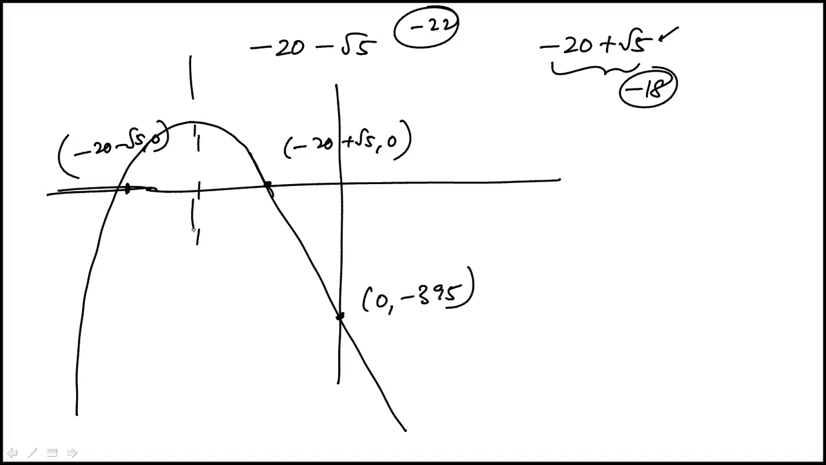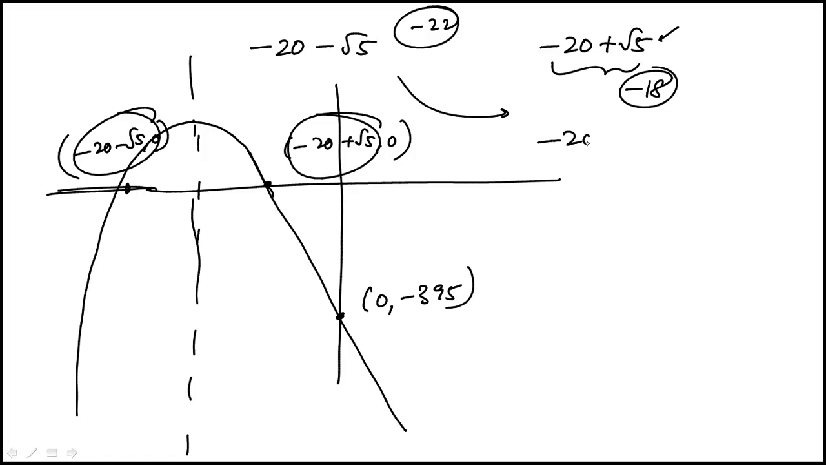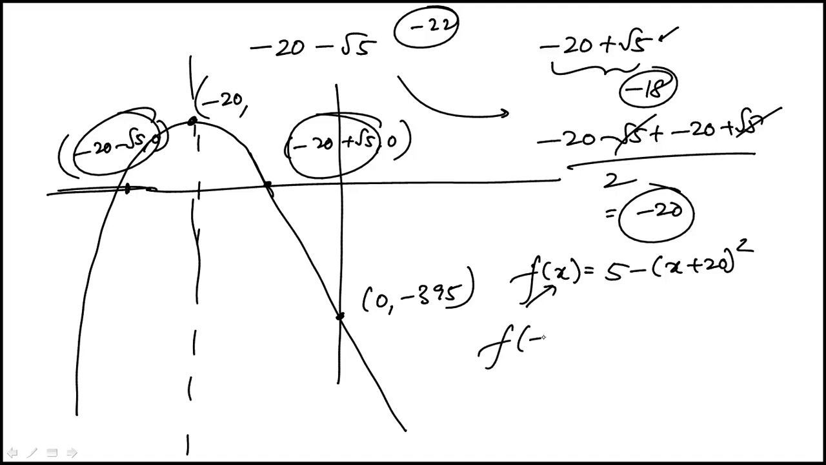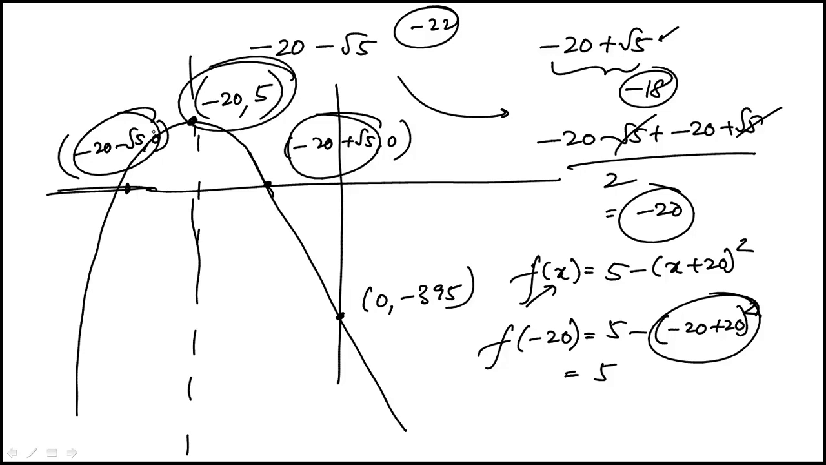Now, it's going to be symmetrical about the vertex, and the x-coordinate would just be the average of these two. The average is just their sum divided by 2. The root 5's cancel. It's minus 20. So at that point, the x-coordinate is minus 20. And to find the y-coordinate of the vertex, I look at the equation of the function, which is 5 minus (x plus 20) squared, and I replace x with minus 20. So that becomes 5 minus (minus 20 plus 20) squared. That's 0, so the y-coordinate of the vertex is 5.